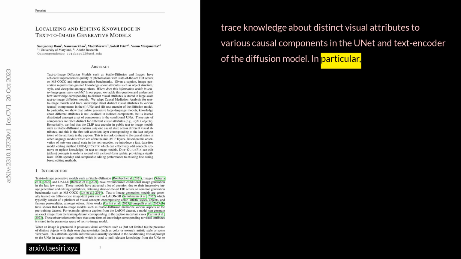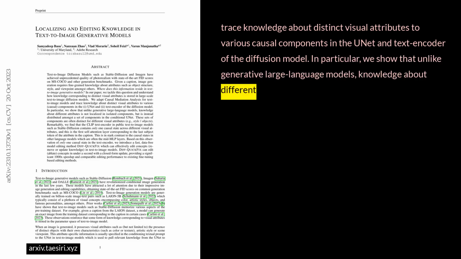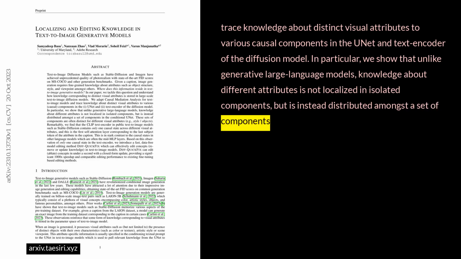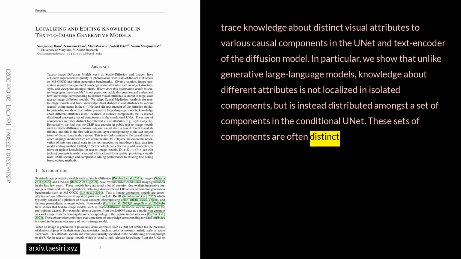In particular, we show that unlike generative large language models, knowledge about different attributes is not localized in isolated components, but is instead distributed amongst a set of components in the conditional UNet. These sets of components are often distinct for different visual attributes.